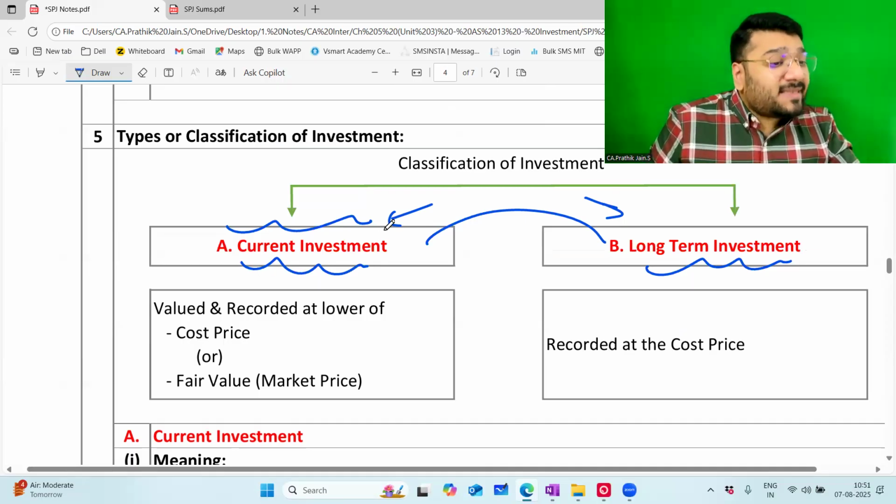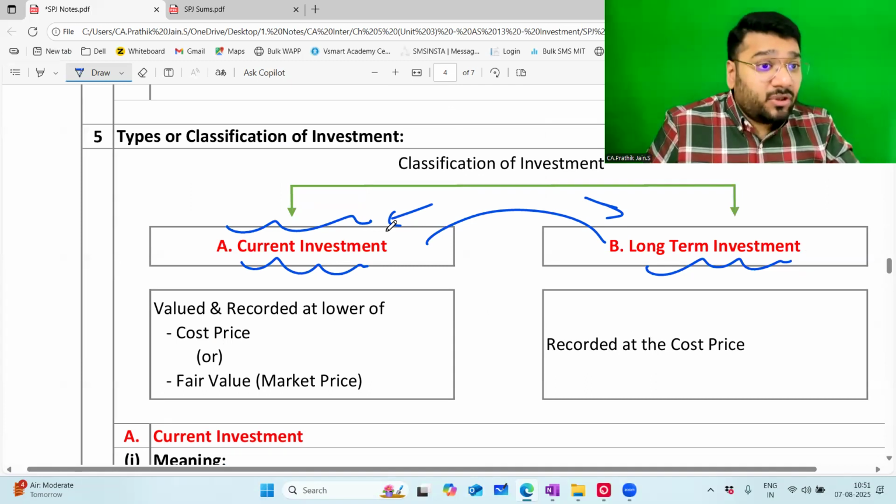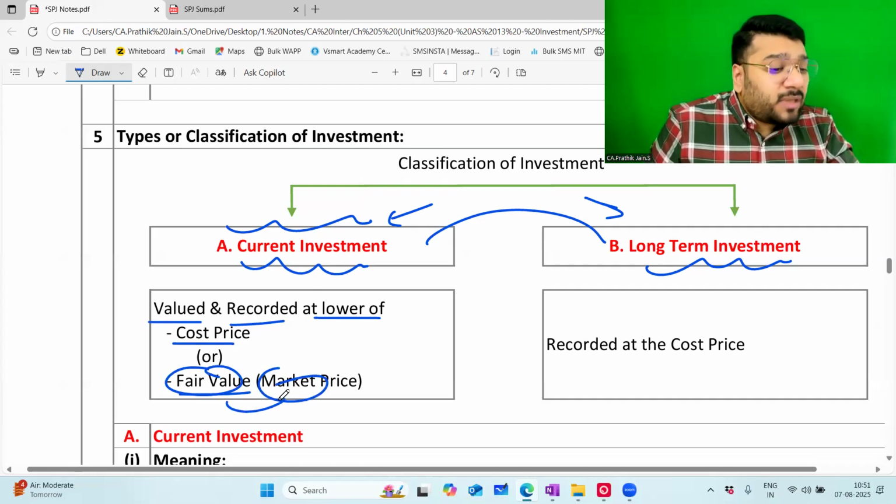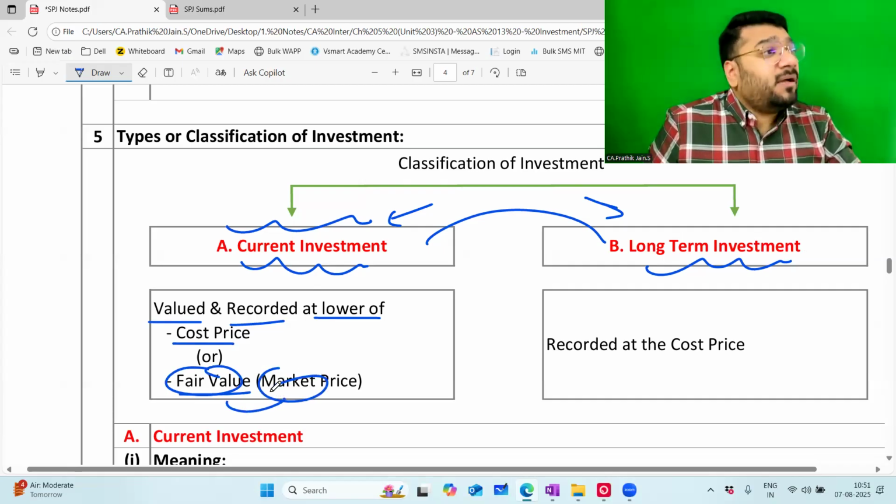So AS 13 says that current investment at the end of the financial year should always be valued and recorded at the lower of cost price or fair market value. Fair value and market price are both different. Technically, both are different. But from the examination point of view, both are considered to be the same.